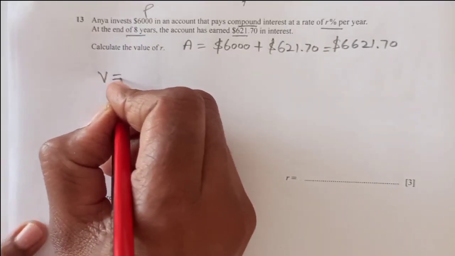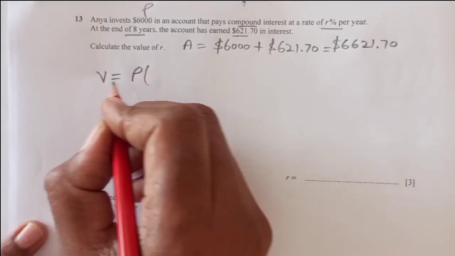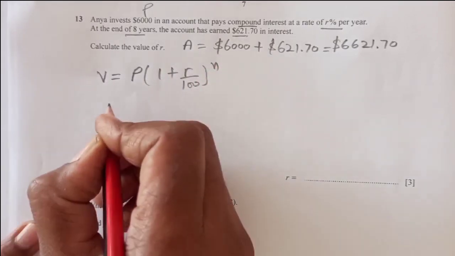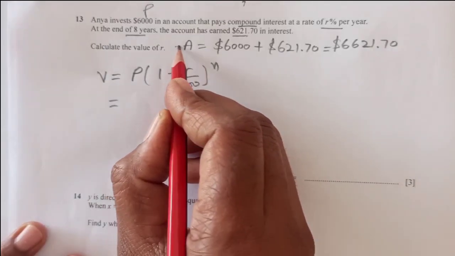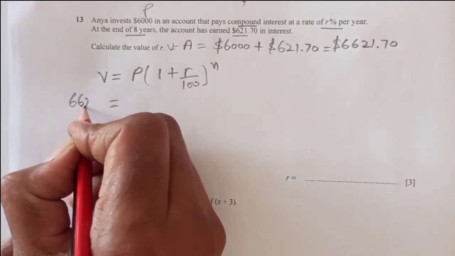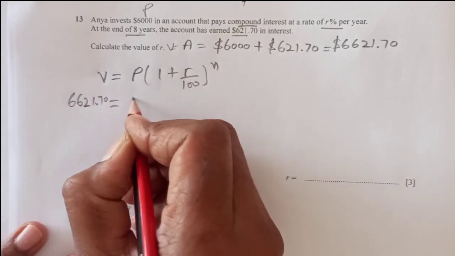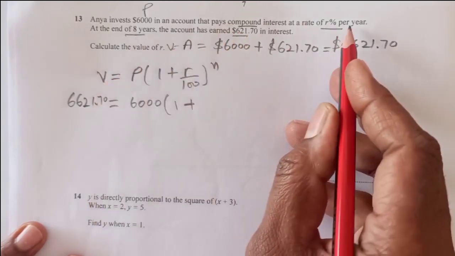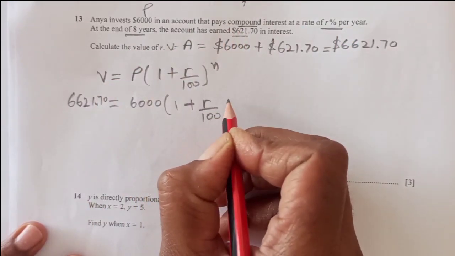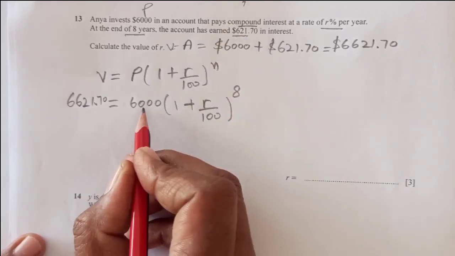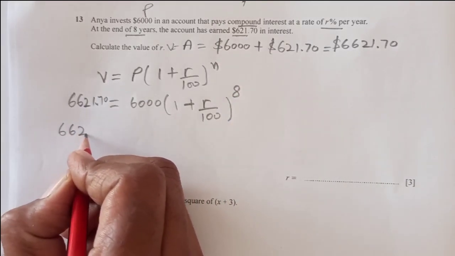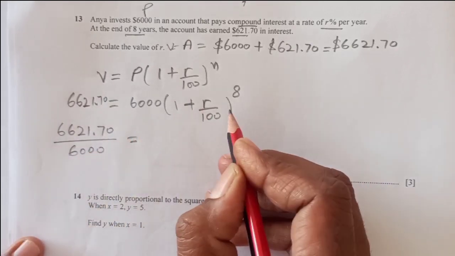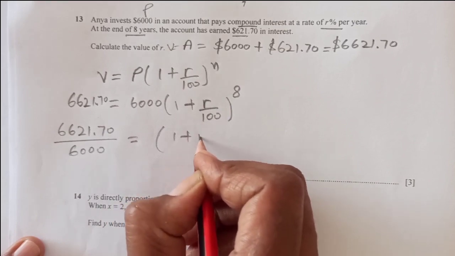So now the value of investment, we have the formula. Value of investment is P times (1 plus R over 100) power n, right? So value of investment, which is amount, that is 6621.70. Principal amount is 6,000 times (1 plus R over 100), we need to find out R. We'll write it down as it is, power 8, right? So now shift this to here, 6621.70 over 6,000, right? And this power, we have 1 plus R over 100, power 8.